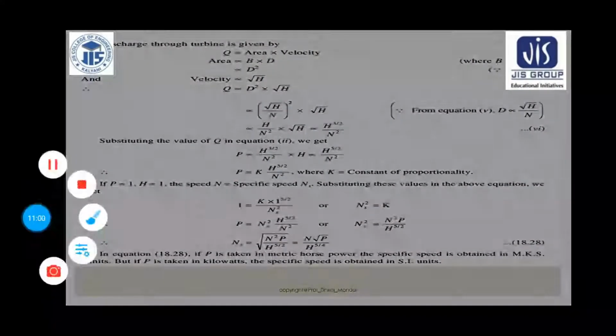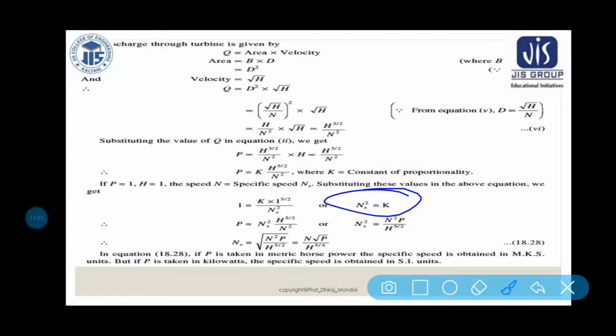You know, this is your k is equal to ns square. I think it is clear. Now put the value of ns square, k in the equation. So p is equal to ns square into root over h into h to the power 5 by 2 by ns square.